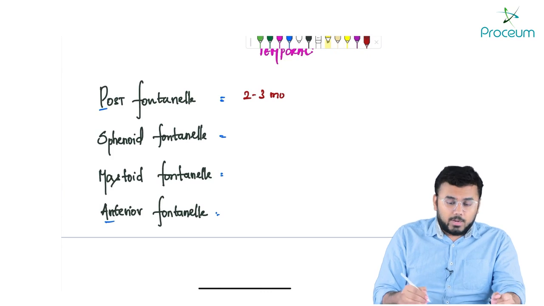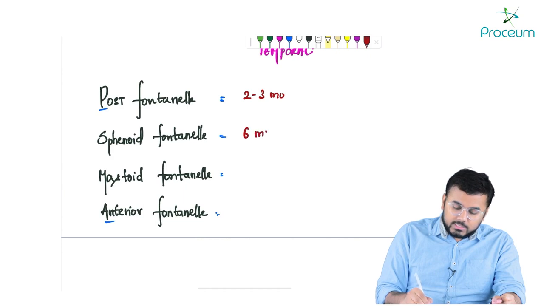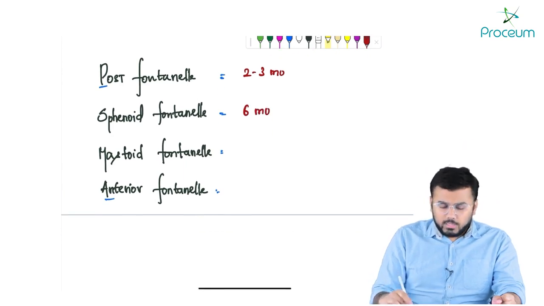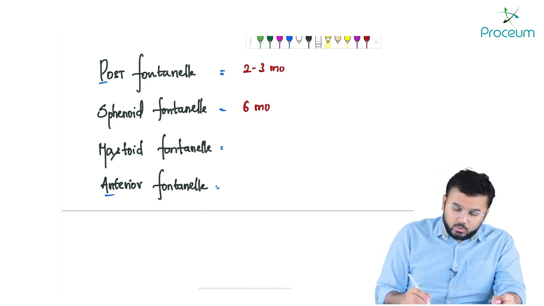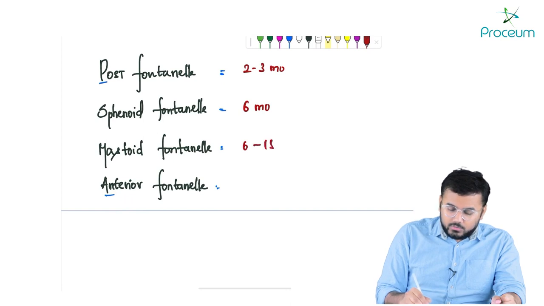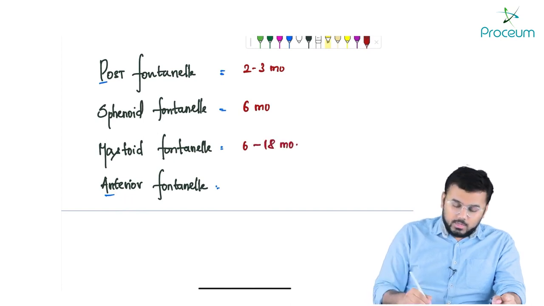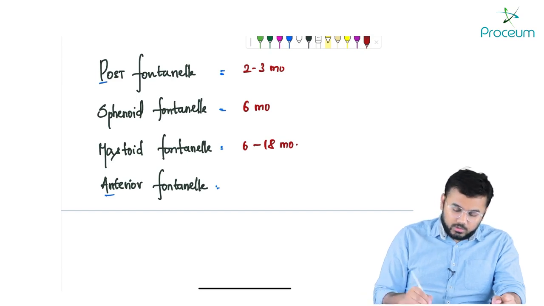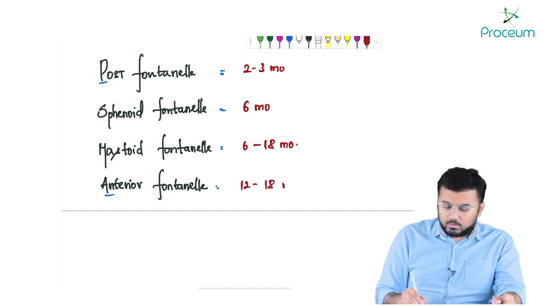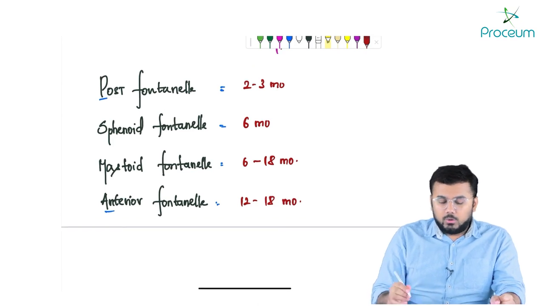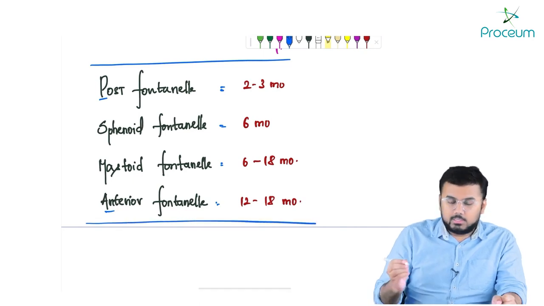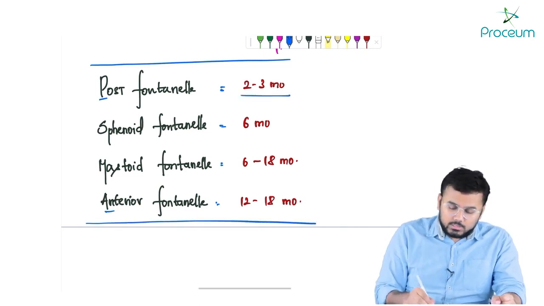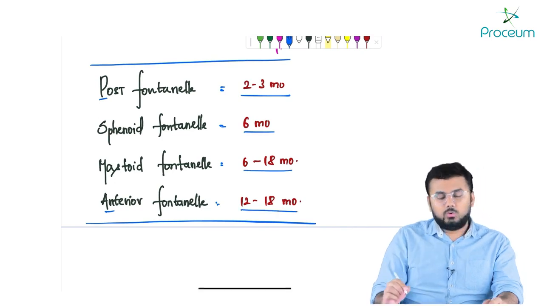Now, what is 3 multiplied by 2? 3 twos are 6, right? So the sphenoid fontanelle closes at 6 months of age. The next one is 6 to 18 months. So 6 into 2, how much? 12. So 12 to 18 months. These are the closures of fontanelles, and these are the standard values which I have taken from research papers. So 2 to 3 months, 6 months, 6 to 18 months, and 12 to 18 months.